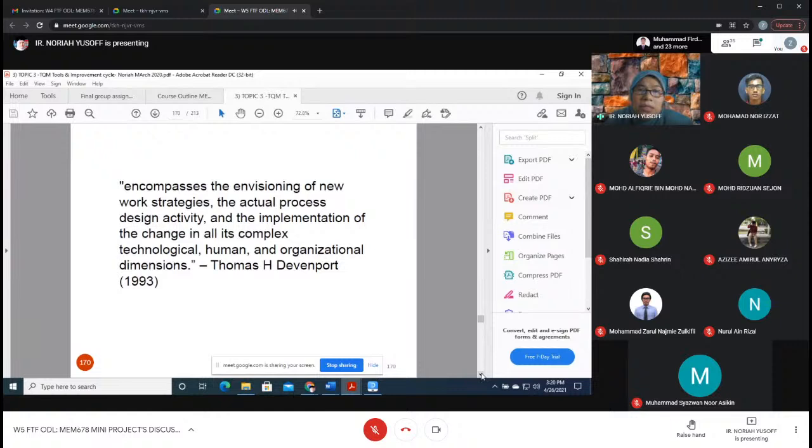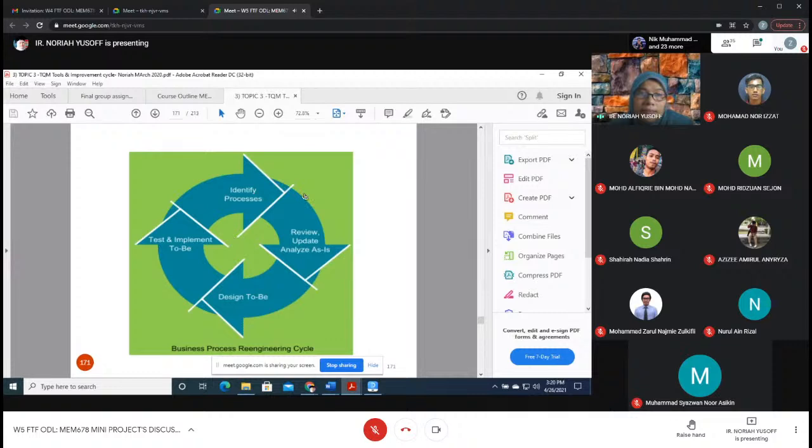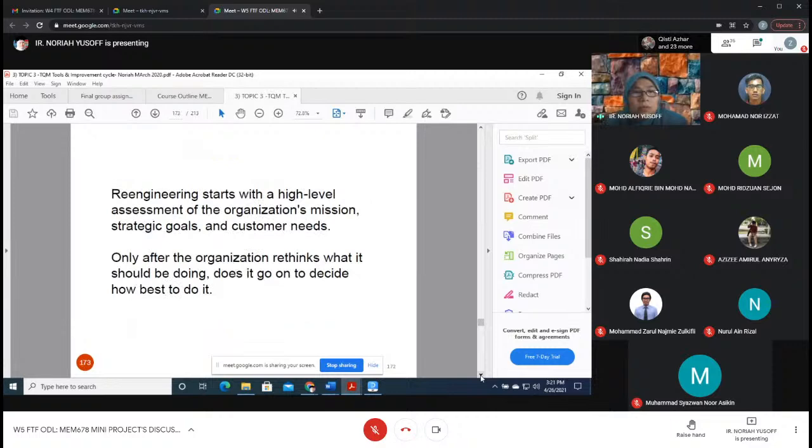It encompasses the ambition of new work strategies, the actual process design activity, and the implementation of the change in all its complex technological, human, and organizational dimensions. At your level, you don't feel it, you are the stakeholders, but at the management and operational level, it is definitely felt. Okay. So the steps: identify process, review, update, design the to-be, test and implement. Right now we are at implementation, and we are testing its implementation after at least one cohort has gone through it. Re-engineering, you read it yourself. So, so far any questions?